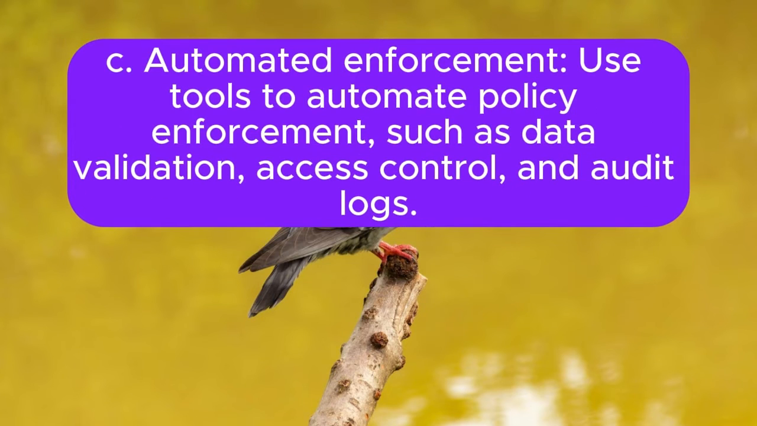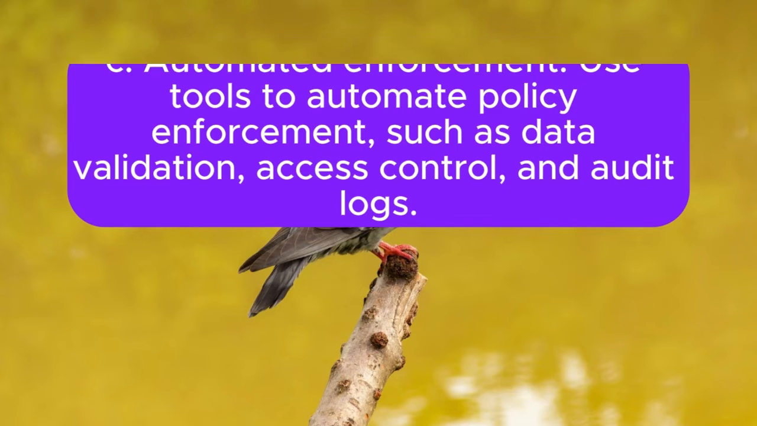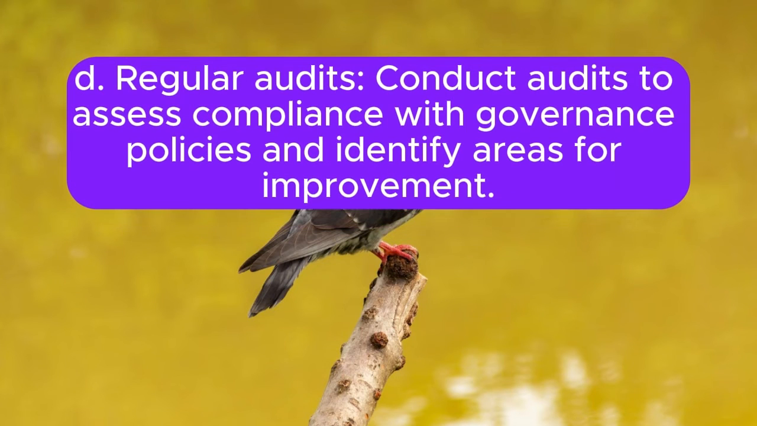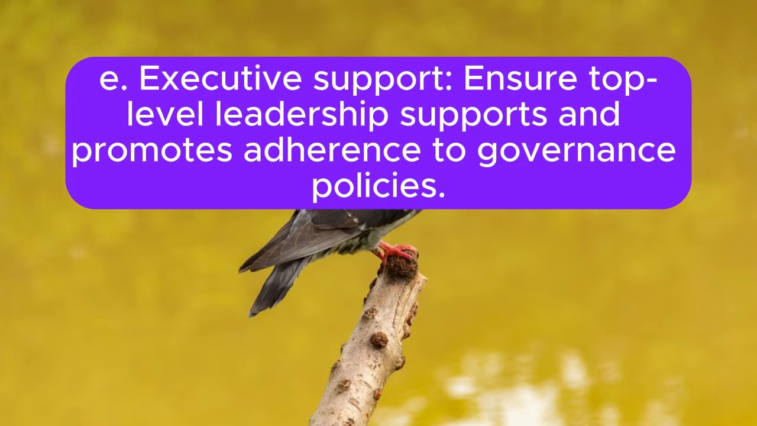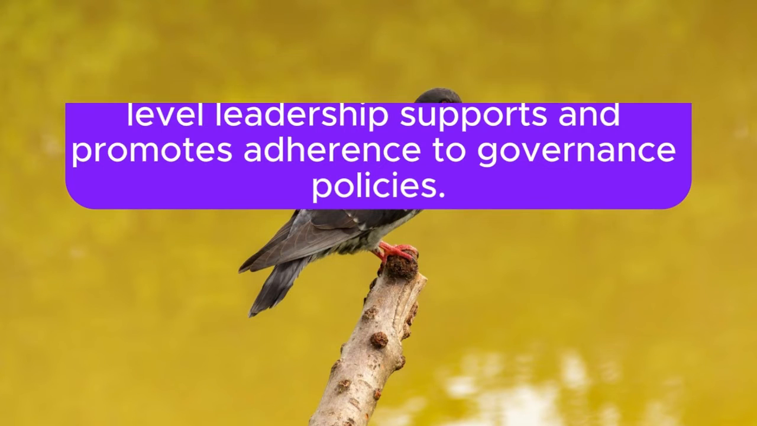C. Automated enforcement. Use tools to automate policy enforcement, such as data validation, access control, and audit logs. D. Regular audits. Conduct audits to assess compliance with governance policies and identify areas for improvement. E. Executive support. Ensure top-level leadership supports and promotes adherence to governance policies.